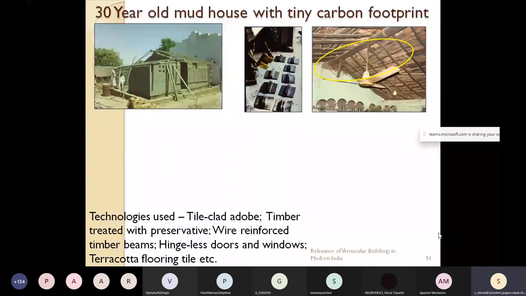Number two, you can see we have this timber beam with wire reinforcement. So simple trusses were made so that smaller diameter timber could be used. And ultimately, timber is also a scarce material, and we need to conserve it.